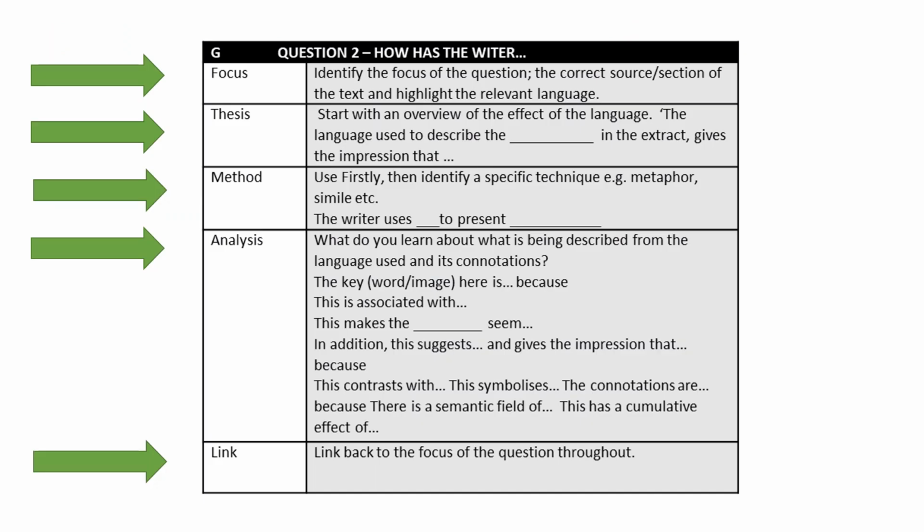Here's a reminder of how to tackle this particular question. Beginning with the focus, identifying the focus of the question and the correct source, so knowing that you're looking at source A, and the correct section of that source, highlighting the relevant language, then moving on to your thesis, knowing that a thesis doesn't contain methods or quotations. We then identify 3 quotations and 3 methods, knowing that the analysis is the most important section, thinking about the effect. Then we always ensure we link back to the focus of the question throughout.